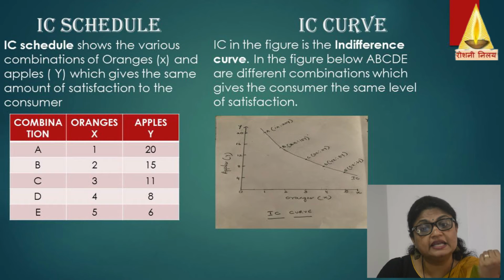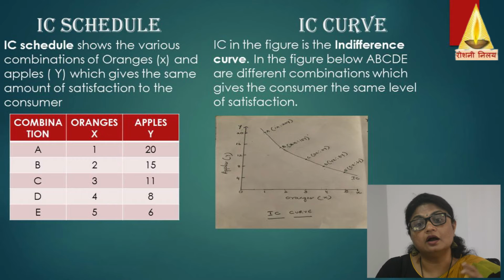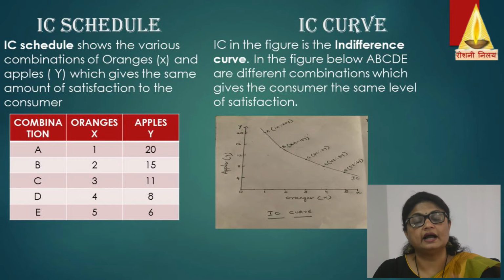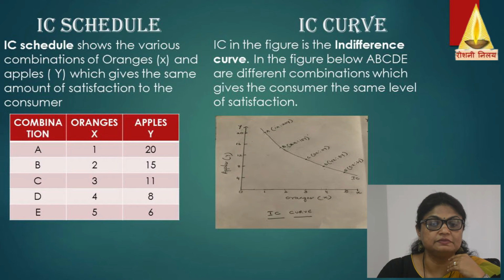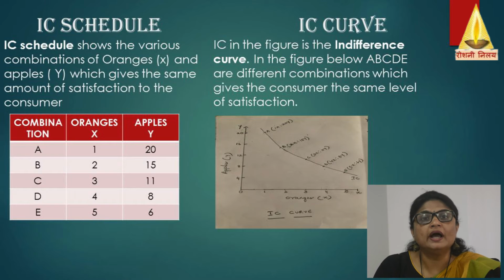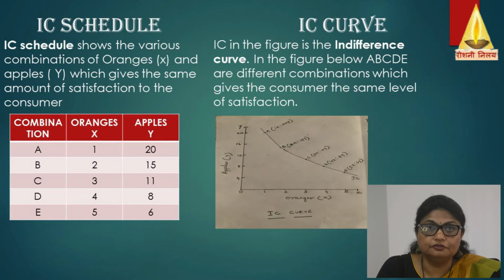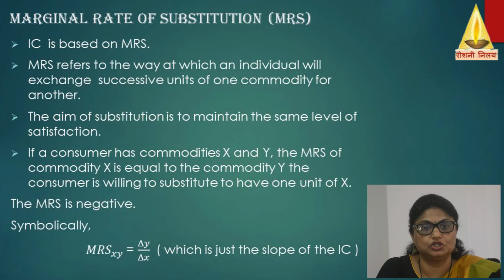Now when you plot these data on a graph, you get an IC schedule, or you get an IC curve. The IC curve is the figure which shows a downward sloping curve, and this downward sloping curve shows the different combinations which give the consumer the same satisfaction. Now why is the IC curve downward sloping? It is because of the marginal rate of substitution. The indifference curve is based on the marginal rate of substitution.